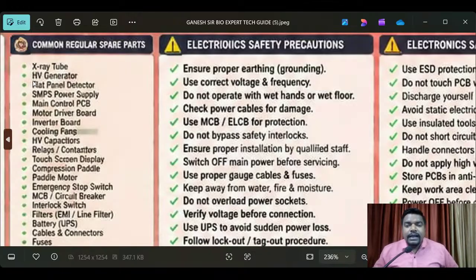X-ray tube, HV generator, flat panel detector, SMPS power supply, main control PCB, motor driver board, inverter board, cooling fans, HV capacitors, and relay contactors, and touch screen display, compression paddle and paddle motor, emergency stop switch, MCBs circuit breaker, interlock switch, EMI line filter, battery UPS, cables and connectors, and fuses.